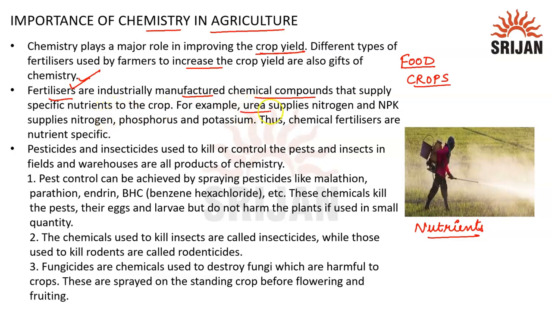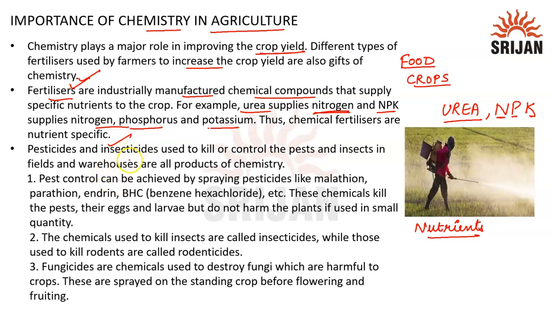For example, urea is an important fertilizer which supplies nitrogen to the crops, and NPK is another fertilizer, where N stands for nitrogen, P stands for phosphorus, and K is the symbol for potassium. So they supply nitrogen, phosphorus and potassium to the soil. So these chemical fertilizers are nutrient specific.